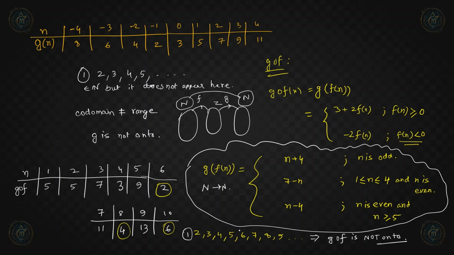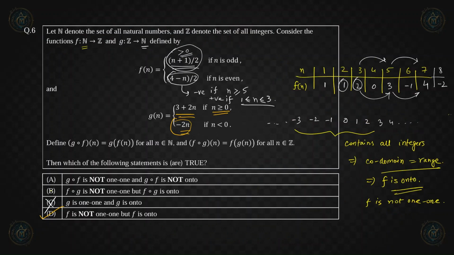And checking about the one-one nature, we can see this function is again not one-one, because for n equal to 1 and 2 the functional value is the same. That means we don't have this function as a one-one function. So g of f is not one-one and g of f is not onto. This statement will be definitely correct.